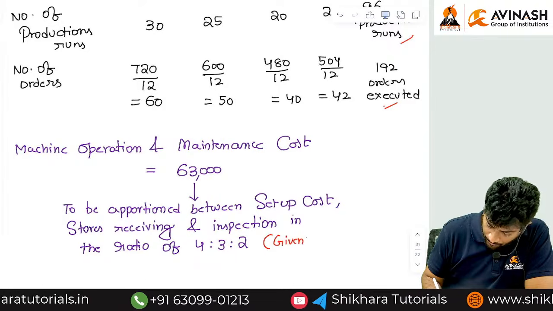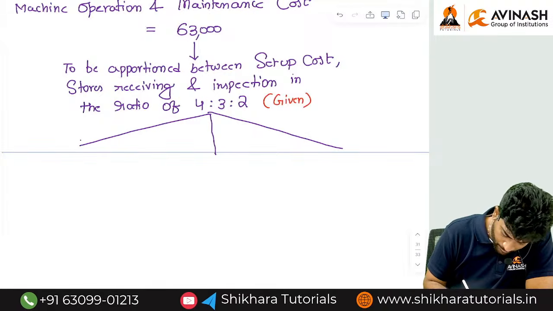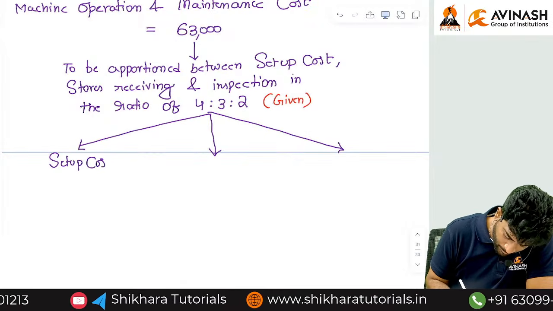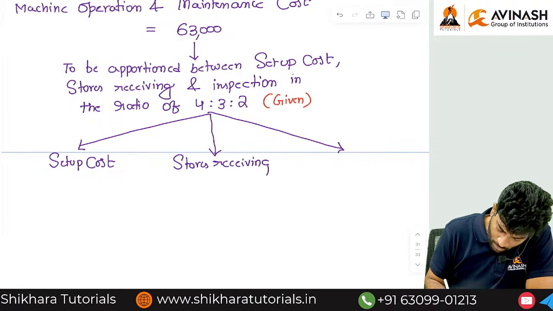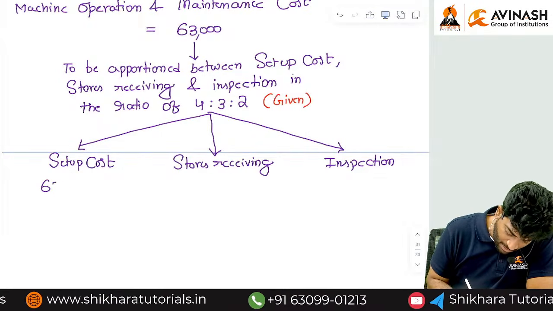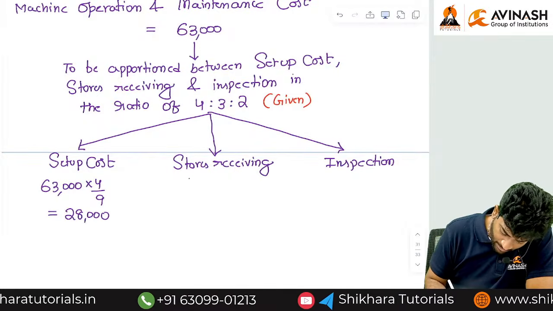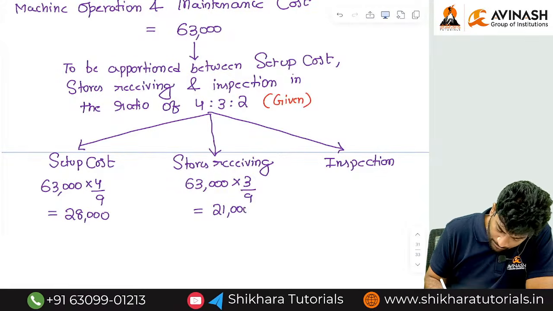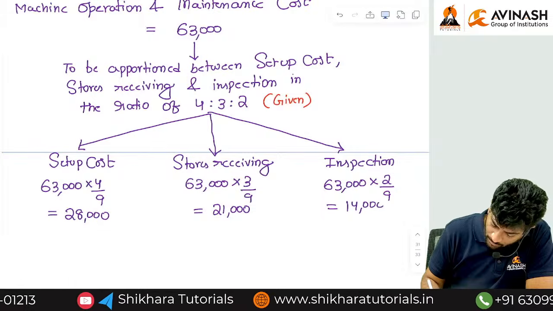Setup cost, stores receiving, inspection. 3,000 into 4 by 9. 9 sevens are 63. 7 fours are 28,000, right? 63,000 into 3 by 9. 7 threes are 21,000. 63,000 into 2 by 9, 14,000. Here.